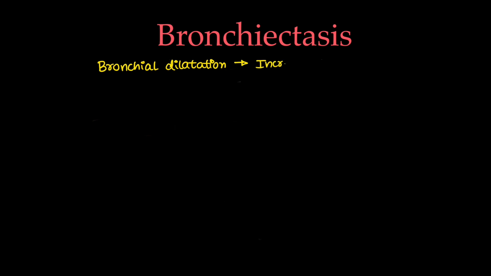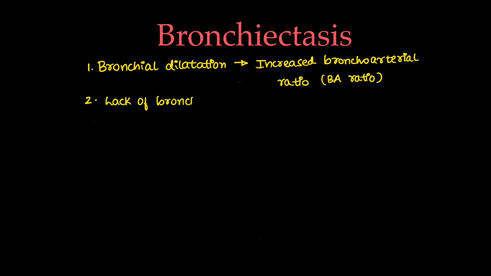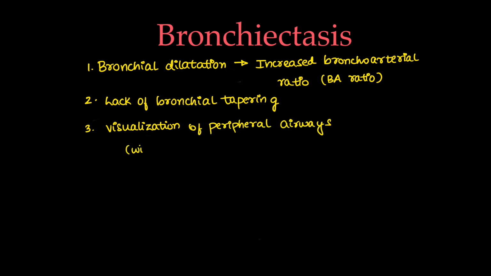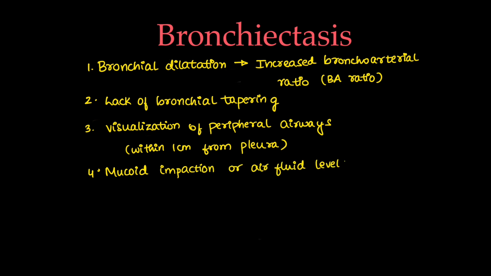So bronchiectasis definition is bronchial dilatation with increased bronchoarteriolar ratio. We saw the signet ring sign. Next, what we have to look for is the lack of bronchial tapering. There will be visualization of the peripheral airways just within 1 centimeter of pleura. Usually airways are not visible. In bronchiectasis they are visible. We should look for any mucoid impaction or air fluid levels, whether they are present or absent. And we should see the bronchial wall thickness.